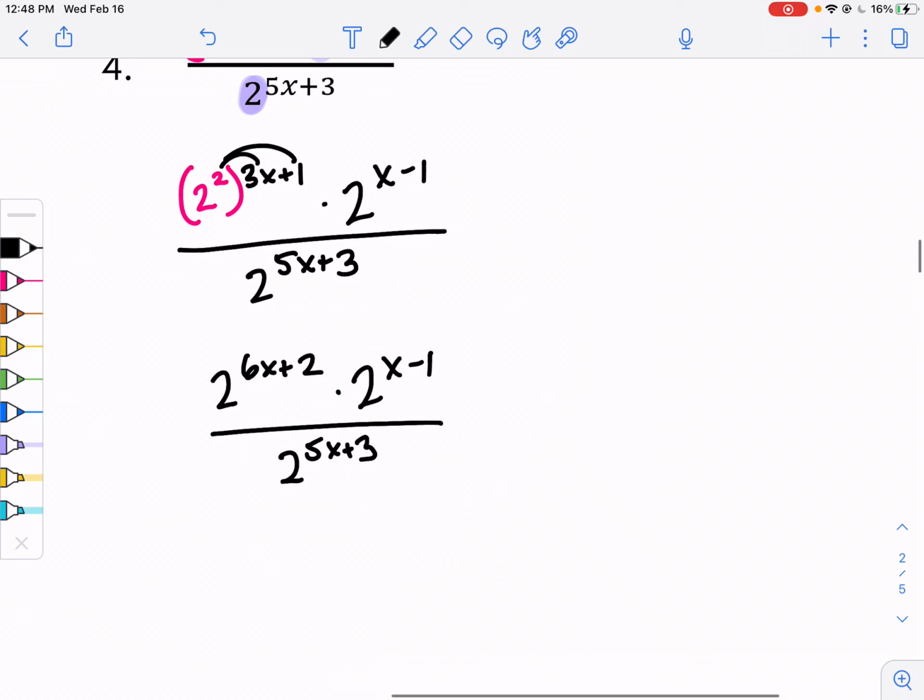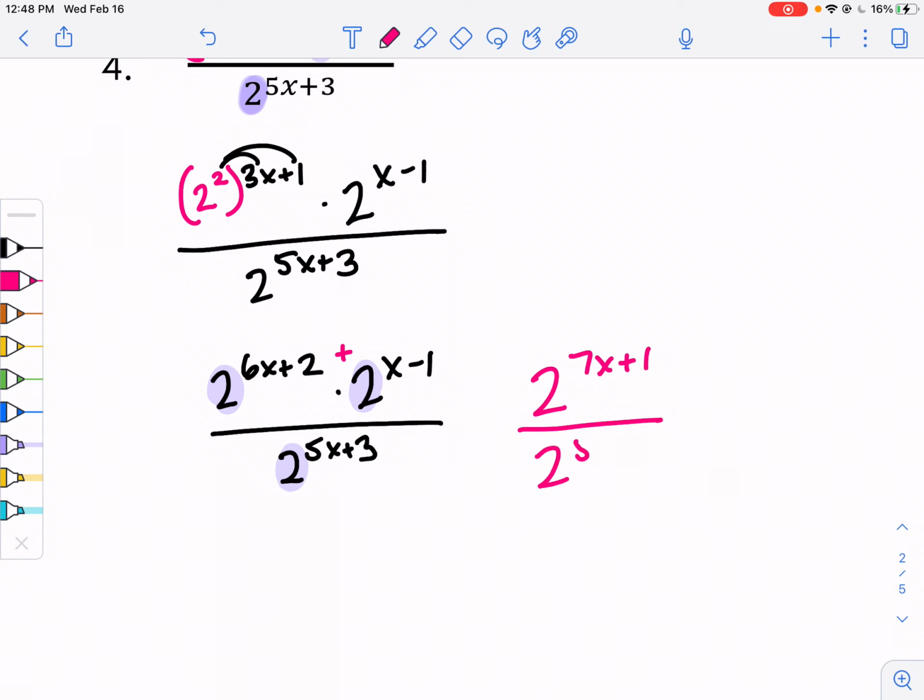I want to combine these together. So now that I have the same bases, now I can combine them. I'm going to add these using the product rule. So 2^(7x+1) over 2^(5x+3).